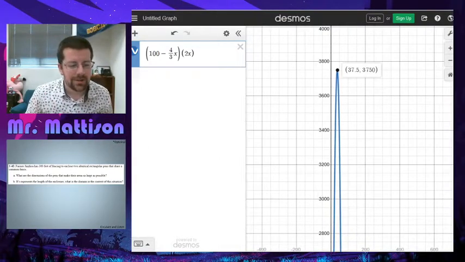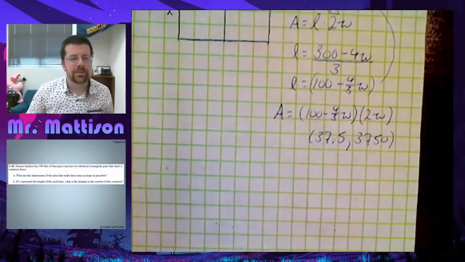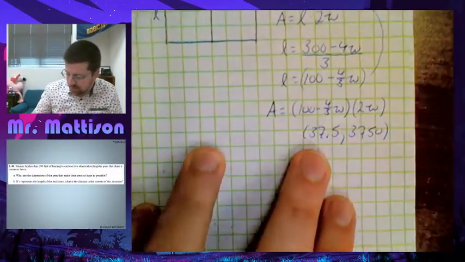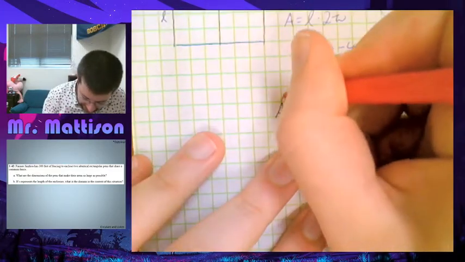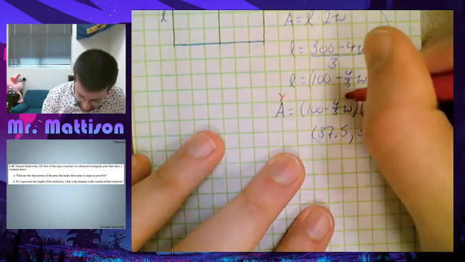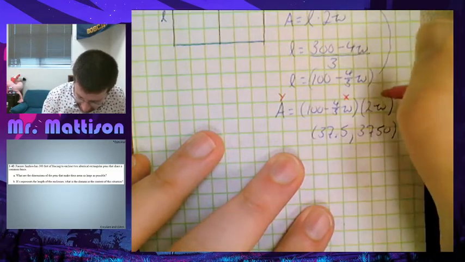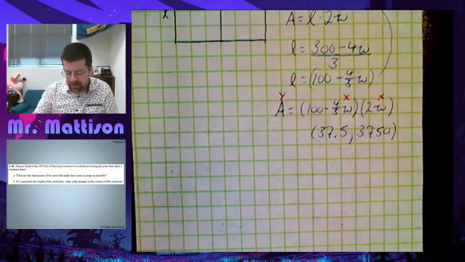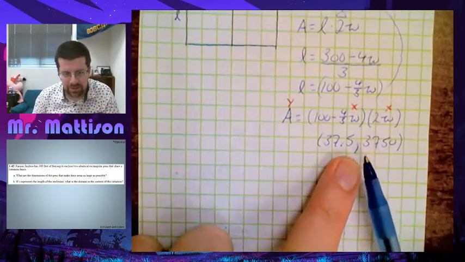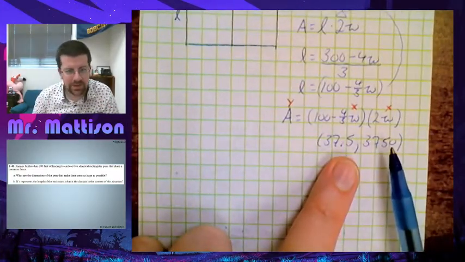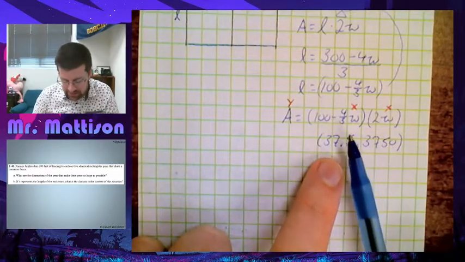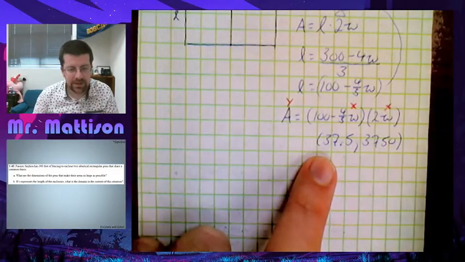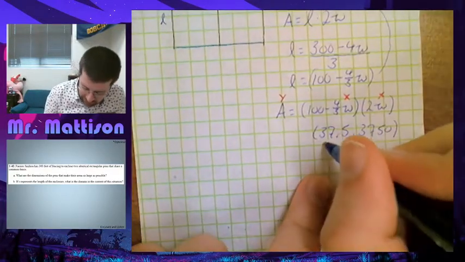So then if I hop back over to this view, what does this mean in context, right? Well, here, my y was my area, and my x was my width. So this is saying, hey, my highest area would be 3,750 square feet. And then to get that, I would need a width of 37.5 feet. So that is kind of one of my dimensions.